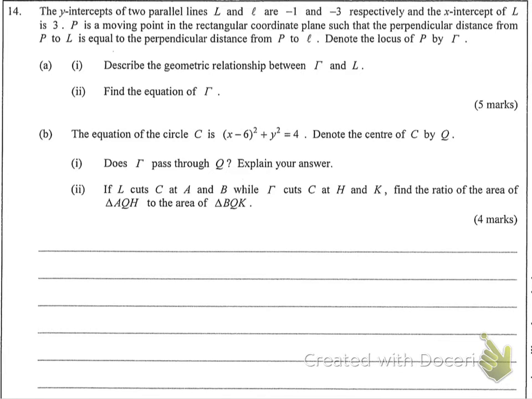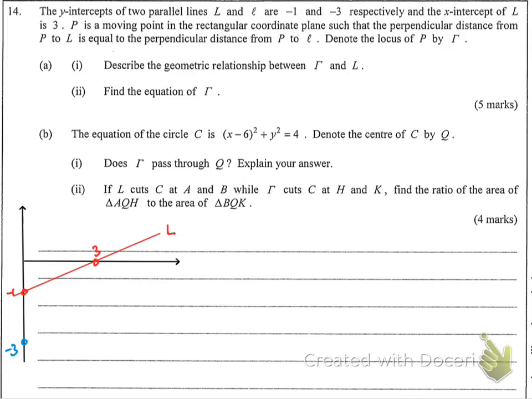So we have two parallel lines, capital L and small letter l. We have these two y-intercepts. They are -1 and -3 respectively. These are all negative numbers. -1 is the intercept of capital L. So let's put that in red, say, okay, that is capital L. And the x-intercept is 3, so I guess capital L is a straight line like this. This intercept is 3.